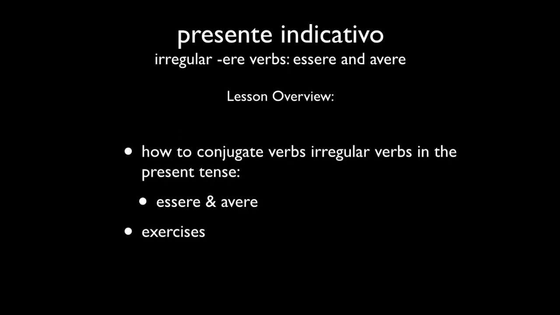Today I have a video for you on the presente indicativo, continuing this series about verbs in the present tense in Italian. Today I'm looking at irregular ERE verbs, just essere and avere. So a good beginner lesson. This is a concept that you'll probably get in the first week or two of your beginner courses in Italian. These are two extremely important verbs for you to learn early on, and they're extremely useful.